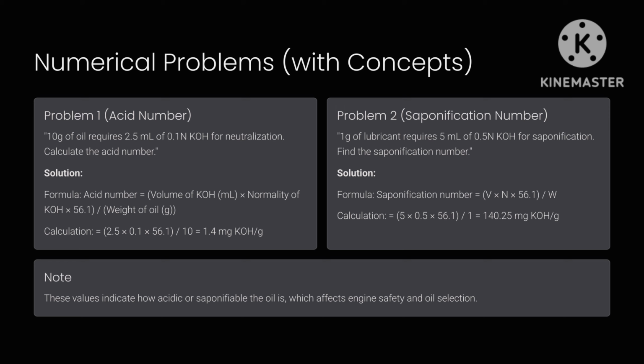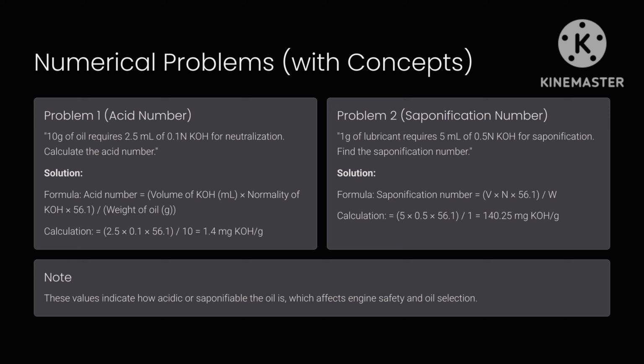Slide 5. Numerical problems. Let's now go through two simple numerical problems to understand how these values are calculated in real-world labs. Problem 1. Acid number. 10 grams of oil requires 2.5 milliliters of 0.1 N KOH. Calculate the acid number. Step-by-step explanation.